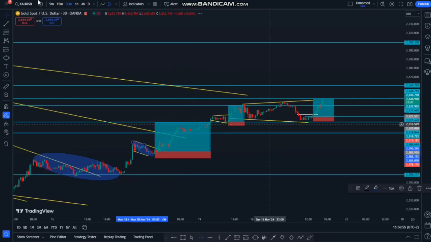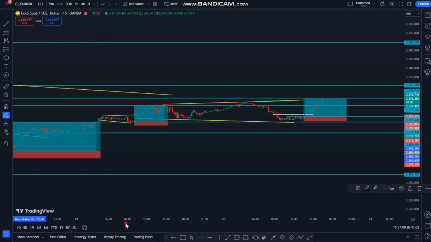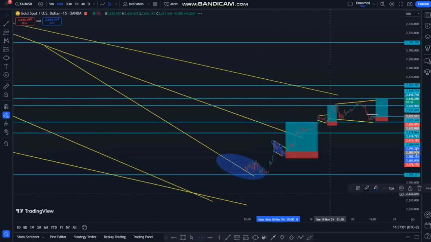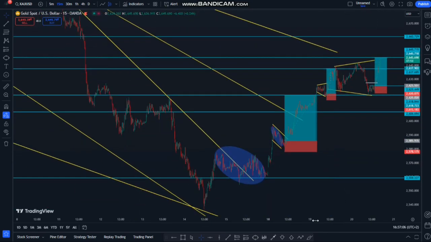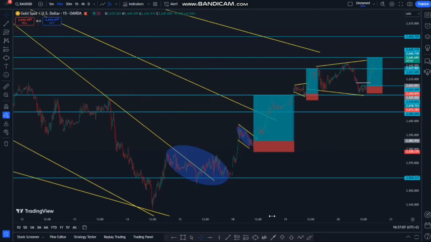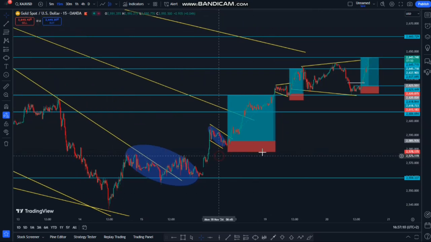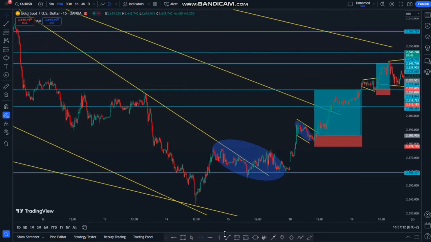And then let's go to 15 minutes time frame. We're in a correction. So what I had to do is identify, or get a way on how I'm going to execute this trade. When I checked previously, you can see we had something like this.